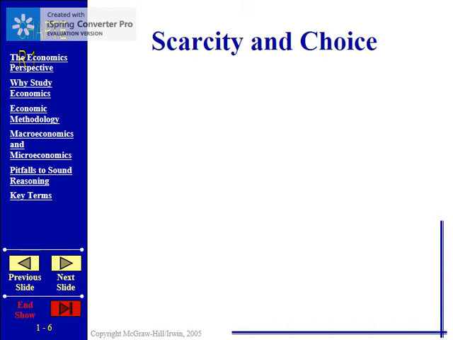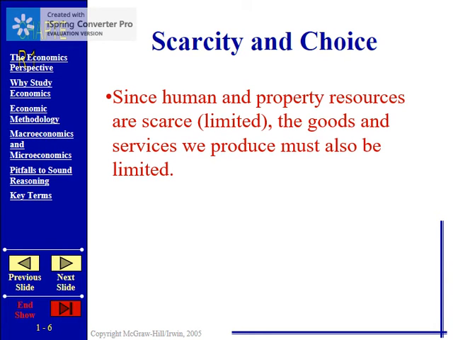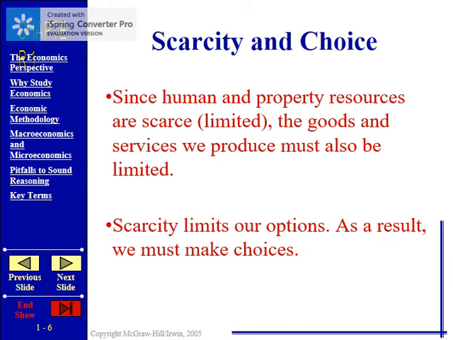Scarcity and choice. Human and property resources are limited. The goods and services we produce are also limited. Scarcity limits our options. Therefore, we must make choices.